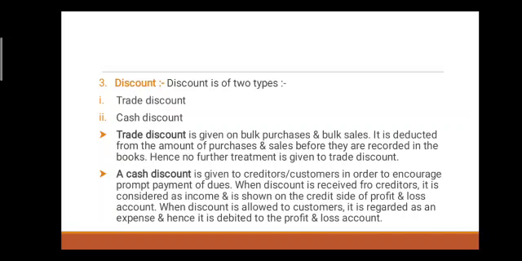And second, a cash discount is given to creditors or customers in order to encourage the prompt payment of dues. When discount is received from creditors, it is considered as income and is shown on the credit side of profit and loss account. When discount is allowed to customers, it is regarded as an expense and hence it is debited to the profit and loss account.